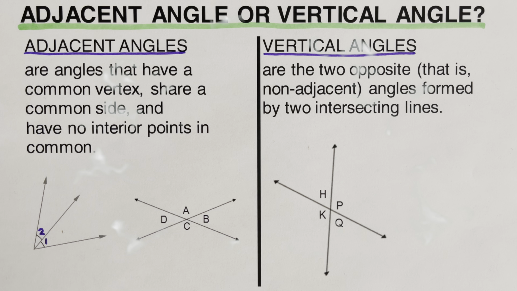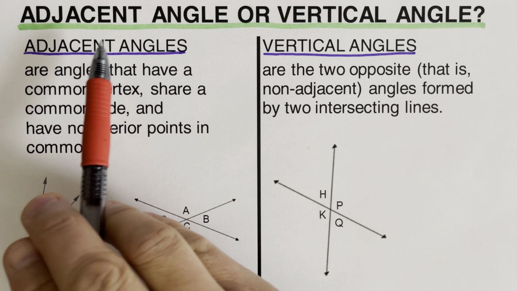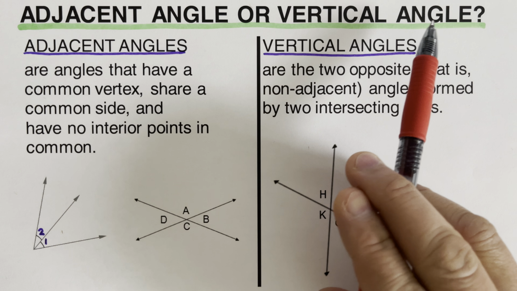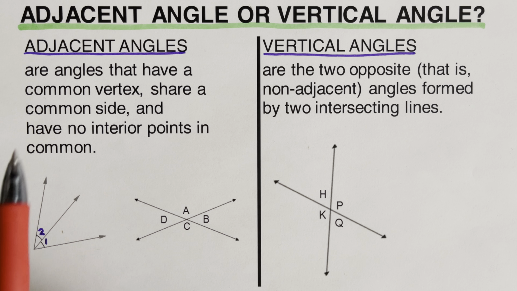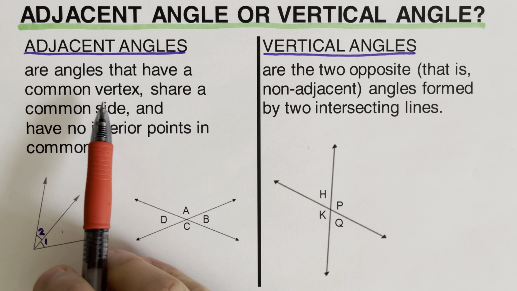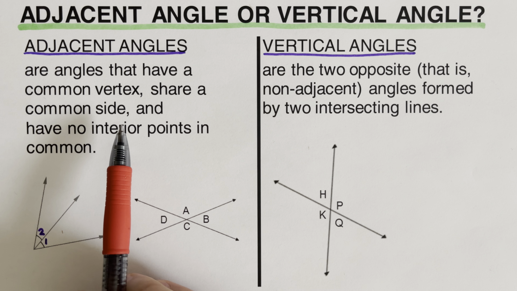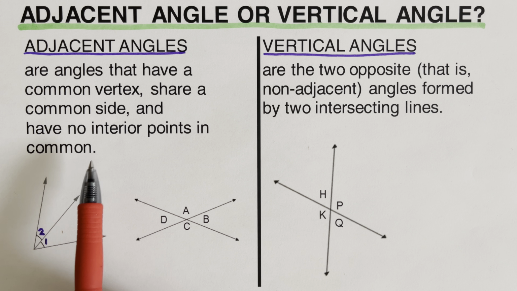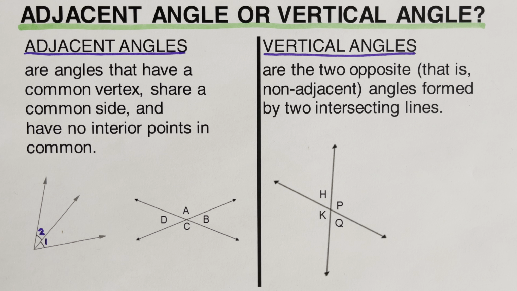Everyone, this video will focus on the difference between adjacent angles and vertical angles. By definition, adjacent angles are angles that have a common vertex, share a common side, and have no interior points in common. So in the pictures that we have here, angle 1 and angle 2 are adjacent angles.